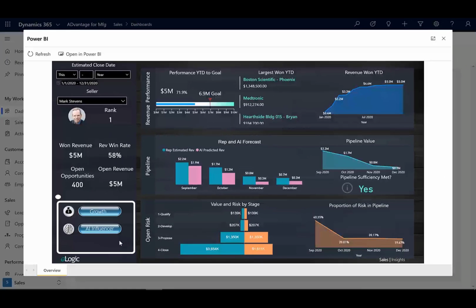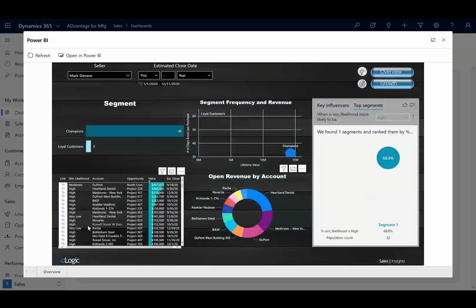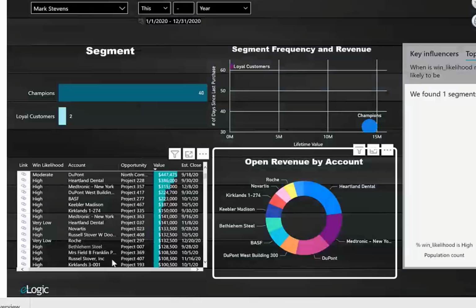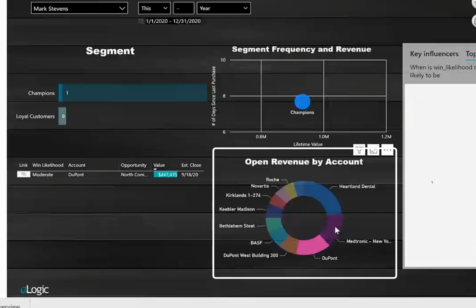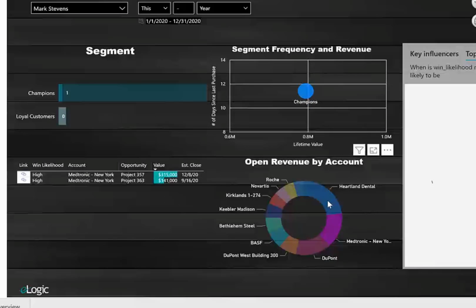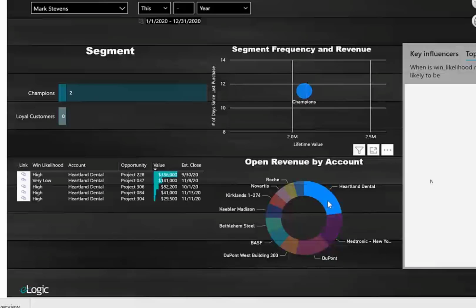The next thing I want to do is look at the influences on his pipeline itself. I can look at his overall pipeline here broken down by account. He's working on a couple of key customers like DuPont, Medtronic, and Heartland Dental. And when I'm talking to him about Heartland Dental, I noticed that one of these opportunities has been flagged by our AI model as having a very low probability of winning. It's about a $141,000 deal. So I want to understand a little bit better what's going on here.